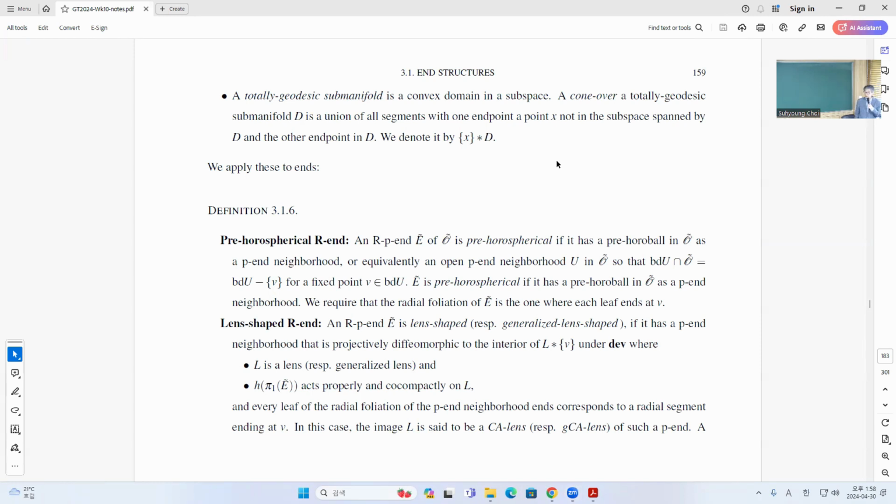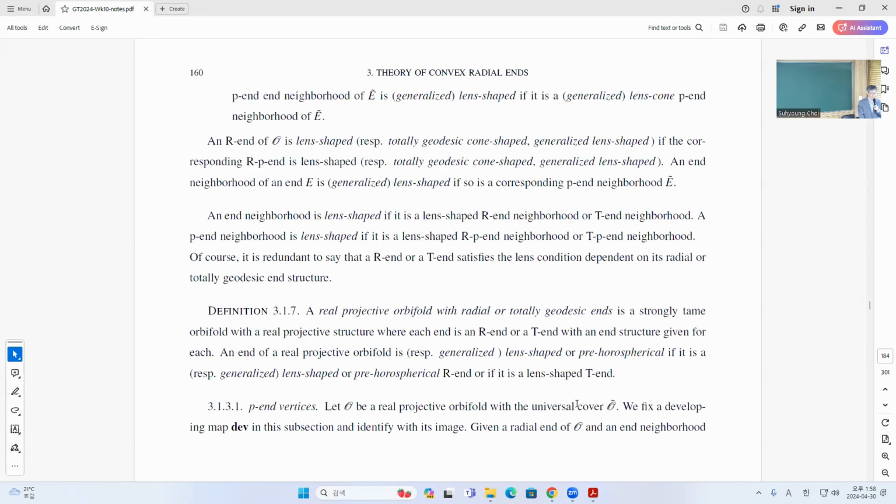Okay, so a pre-horospherical R-PN end is just one that has a pre-horospherical PN neighborhood, and a lens-shaped one has a lens cone as a PN neighborhood here. I will skip these details. So the end neighborhood is a lens shape. It has a lens-shaped R-end neighborhood or T-end neighborhood.